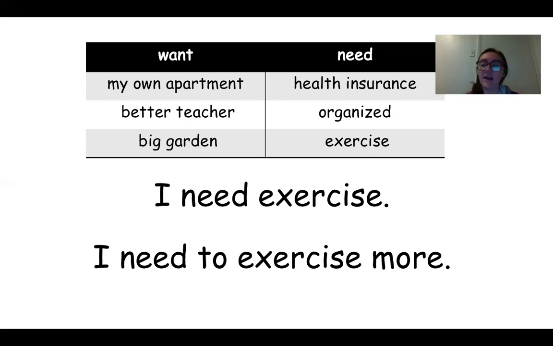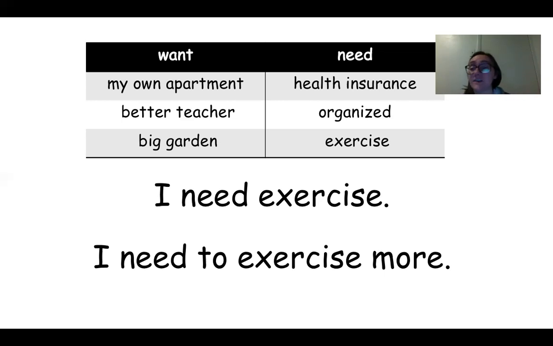Now, I would say, to make it a better sentence, I need to exercise more. I want to use the word "more" because I already do exercise. I just need to do it more often, right? I need to exercise, or I need to exercise more. And we put in the "to" because it's telling us, okay, I need it, kind of like we use the word "to do," to and then a verb. It's saying, I need to do verb, or I need to, and then whatever the verb is. So I need to exercise more.